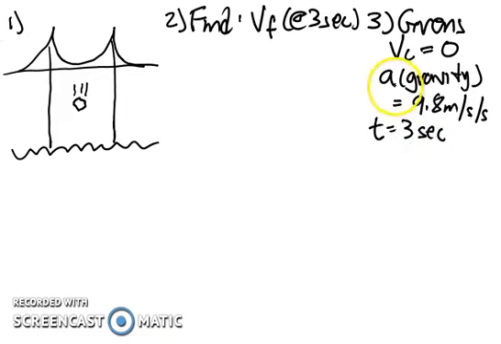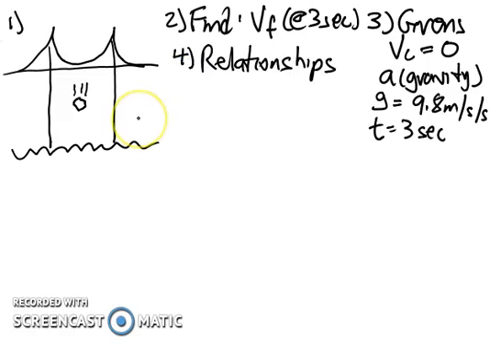And just a note on the givens, the acceleration due to gravity is used so frequently that it has its own name, and we just end up putting the value g for acceleration due to gravity. All right, number 4 is our relationships. And we're looking for a relationship that will relate our acceleration, our final velocity, our initial velocity, and our time.